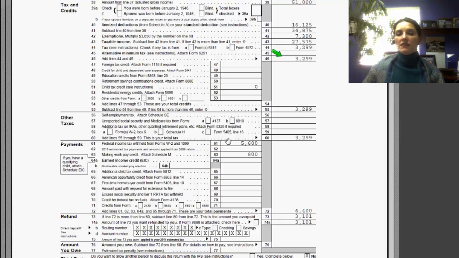The Mouses had $5,600 of federal withholding. They also have a Making Work Pay credit of $800. That gives them total payments of $6,400 and a refund of $3,101. So that concludes the review of the Session 17 homework assignment.